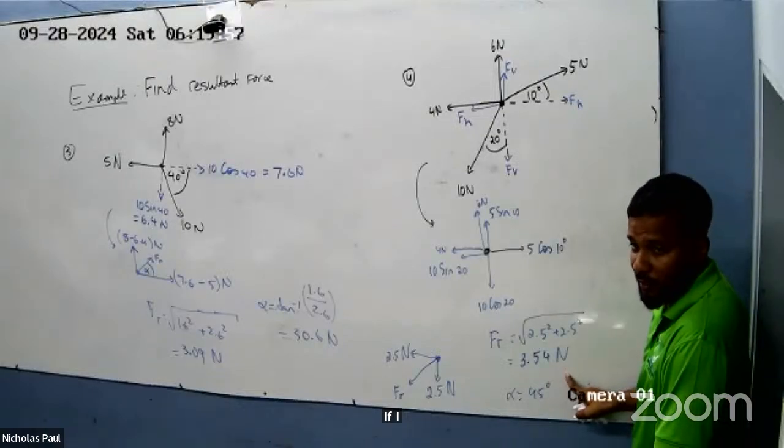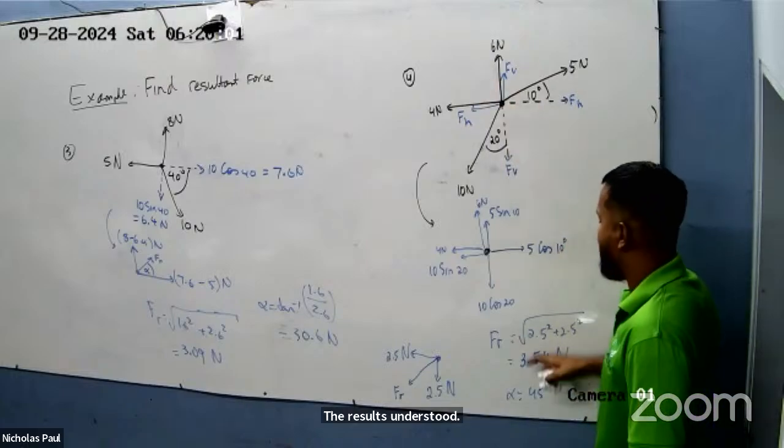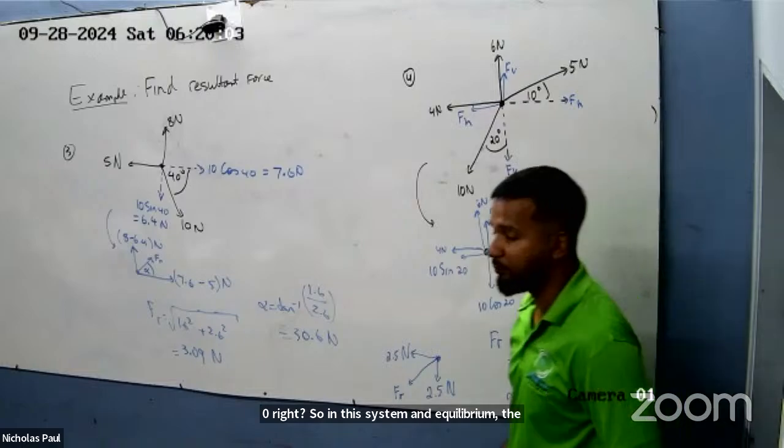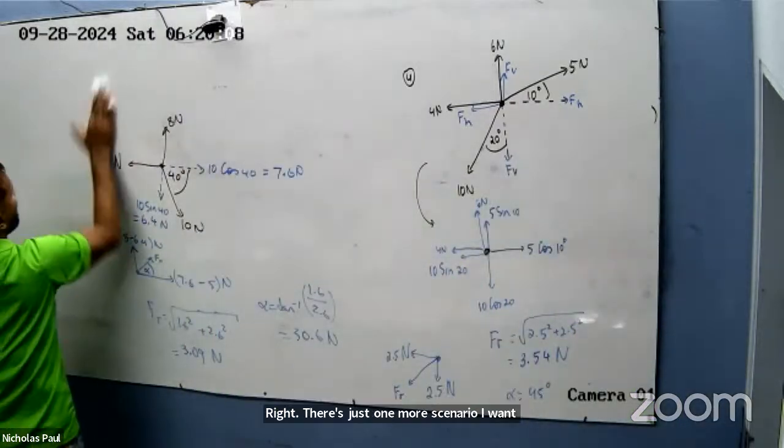The resultant should be what? 0, right? So if this system is in equilibrium, the resultant should be 0. Right. There's just one more scenario I want to show you before we wrap up.